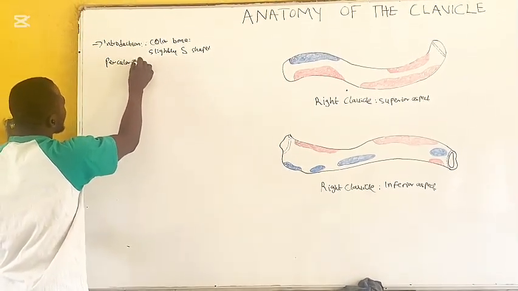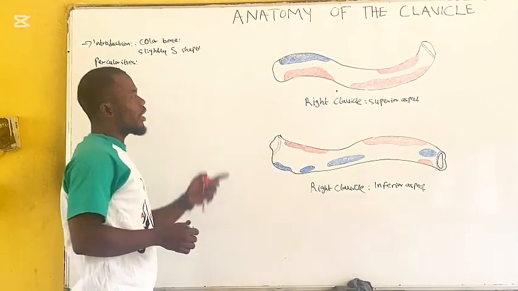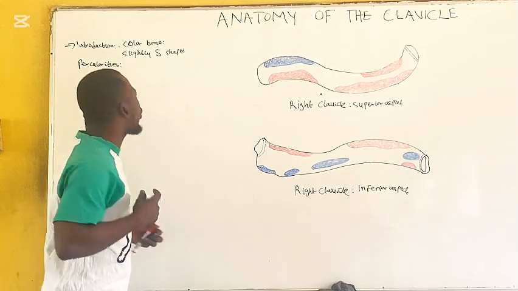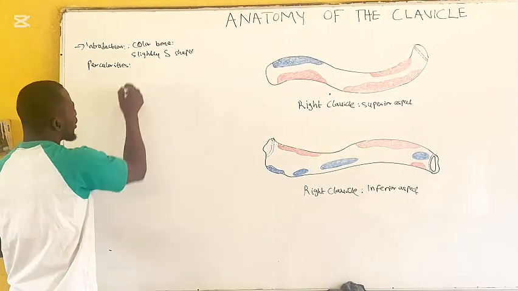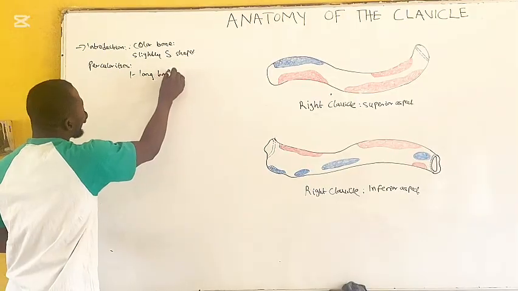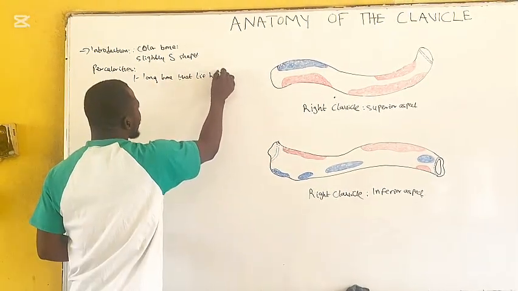Next is the peculiarities of the clavicle. What are the features that are only peculiar to the clavicle? One, it is the only long bone that lies horizontally.